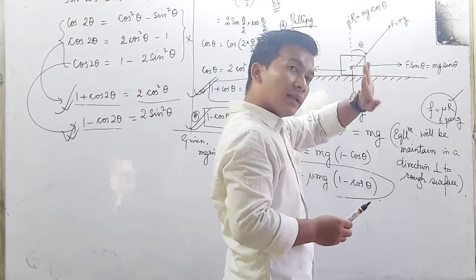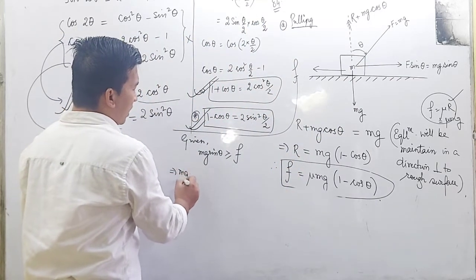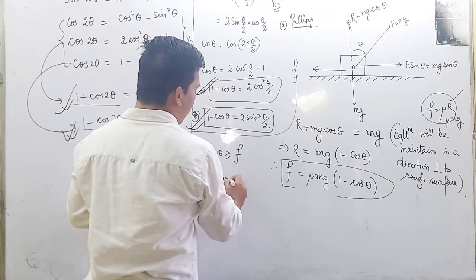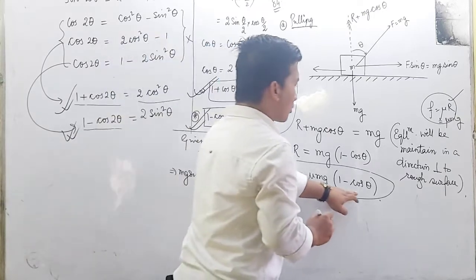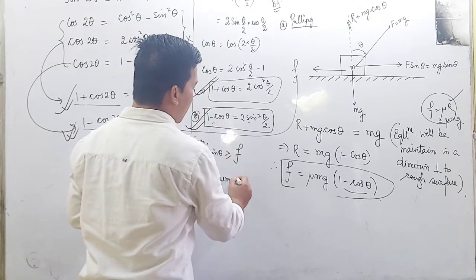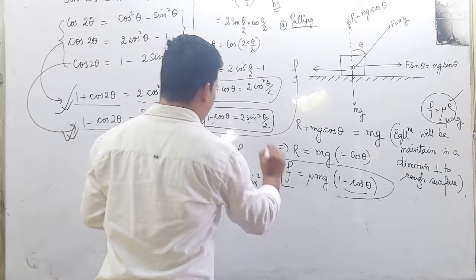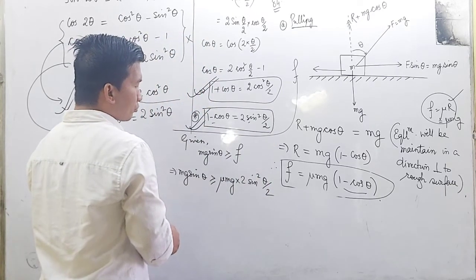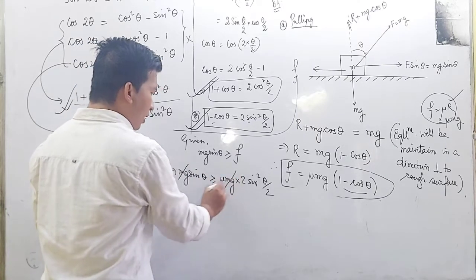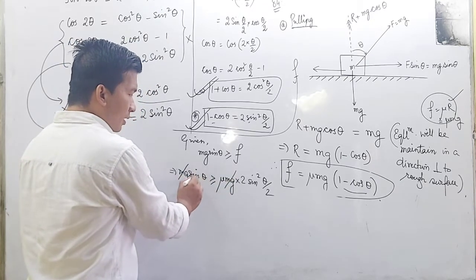Here you put the value: this is equal to mg, so F sin of theta is greater than or equal to mu times mg. Now put the value of 1 minus cos of theta. What is 1 minus cos of theta? It is 2 times sin square theta by 2. Here this mg gets cancelled out.